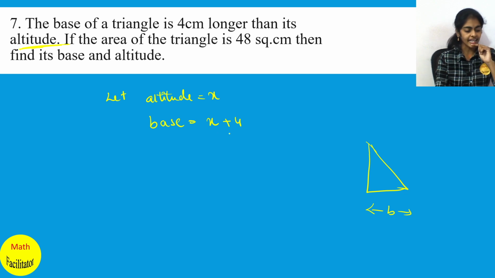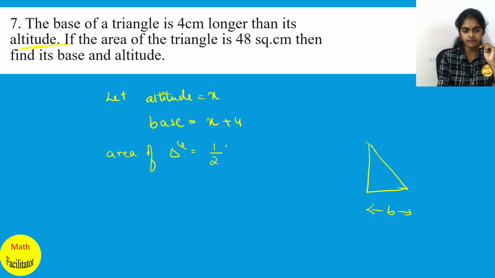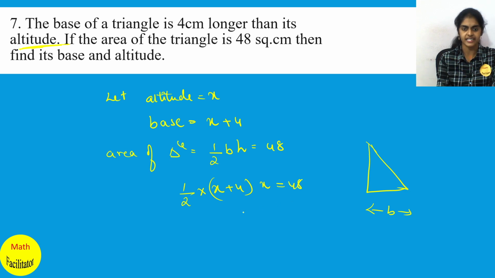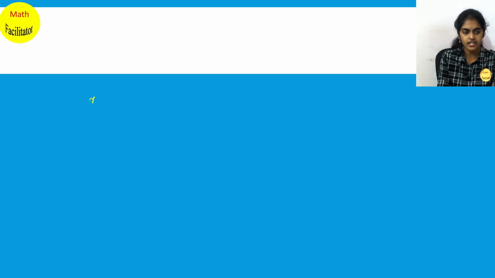Now they are telling you that the area of the triangle is 48 square centimeter. You know the area of a triangle is nothing but half base into height. Then you have to find the base and altitude. So it is half, base is x plus 4, altitude is x, that is equal to 48. Just cross multiply 2 to the other side and multiply this. x into x is x square plus x into 4 is 4x is equal to 48 into 2, you will get 96 here. So the equation you are getting is x square plus 4x minus 96.